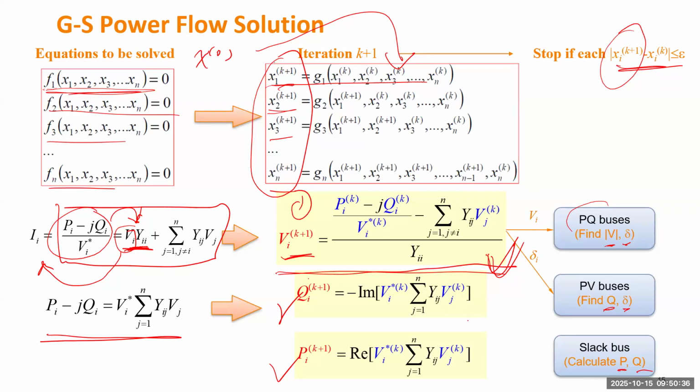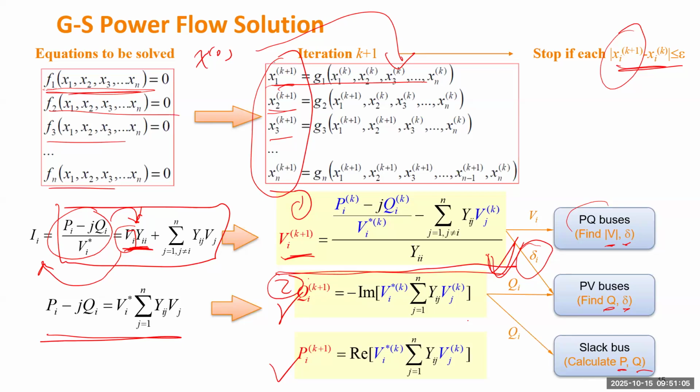For PV buses, we know P and voltage magnitude, but we don't know the angle. We still need to utilize formula number 1, but we don't use the voltage magnitude from it because the voltage magnitude is already given. So we only need the angle information from the first formula at each iteration. Next, for the PV buses, we also need to know Q, so Q will need the second formula.